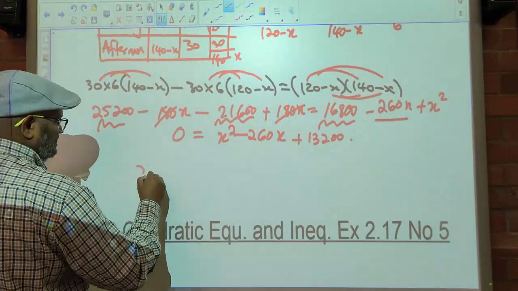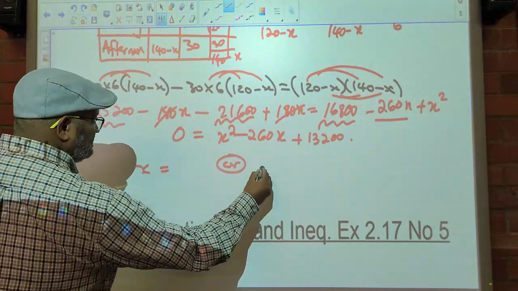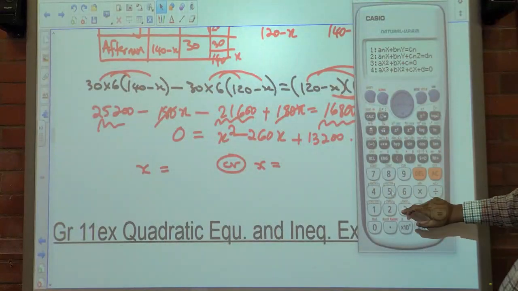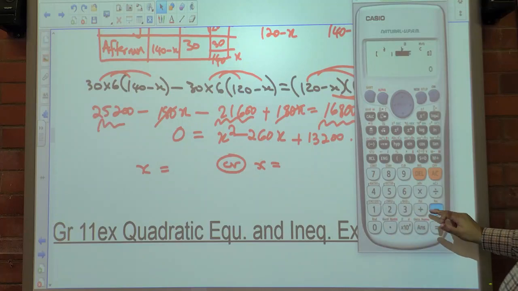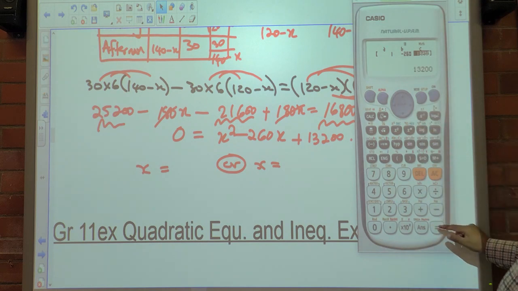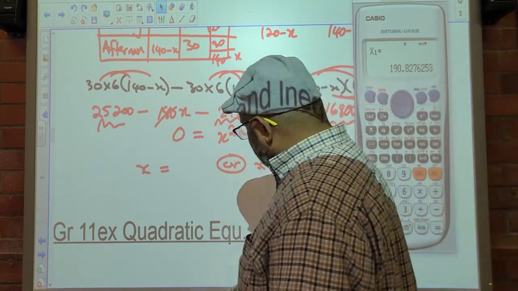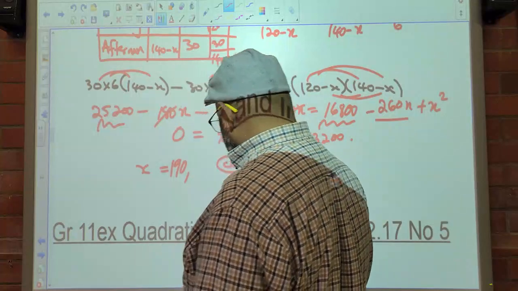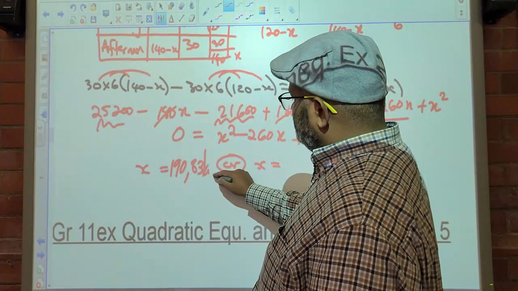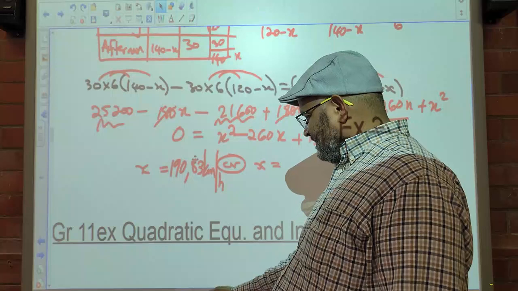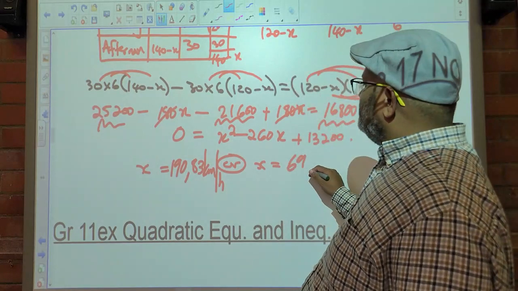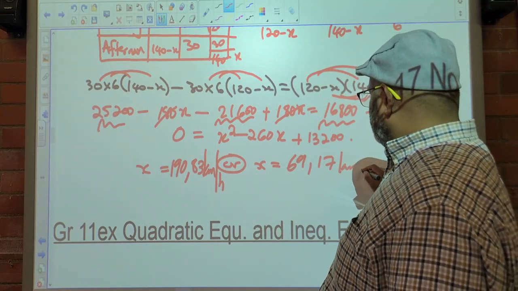Or just use this option on the calculator. So it's going to be mode 5, 3. So it's 1, negative 260, and positive 30,200. So 190.83 kilometers per hour. And the other one, of course, is 69.17 kilometers per hour.